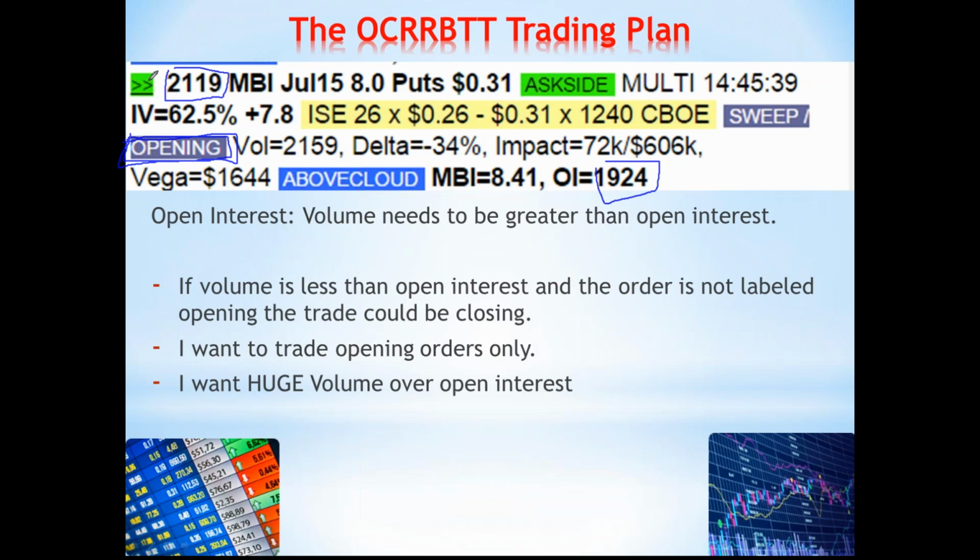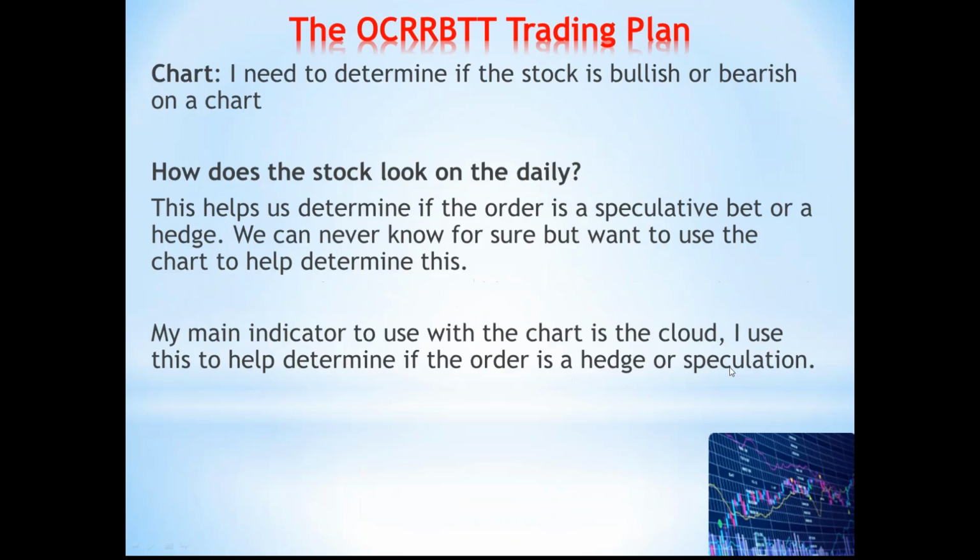Typically, I want to see volume as large as I possibly can over open interest, because it makes the order flow more significant. So what's a more significant order: 20,000 calls being bought against open interest of 15,000 calls, or 5,000 calls being bought against open interest of zero? The order that is more significant is the 5,000 calls being bought against open interest of zero. Luckily, this trade was labeled opening, so I know that I can move on to the next step right away. I don't need to look at volume versus open interest because it's labeled as opening. Now, if it wasn't, then I would have to check.